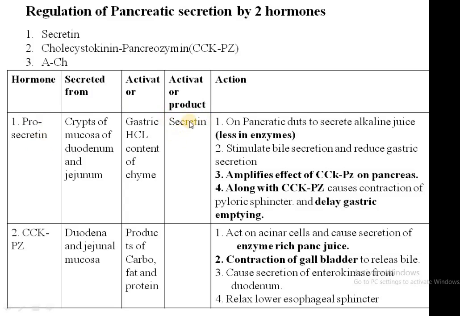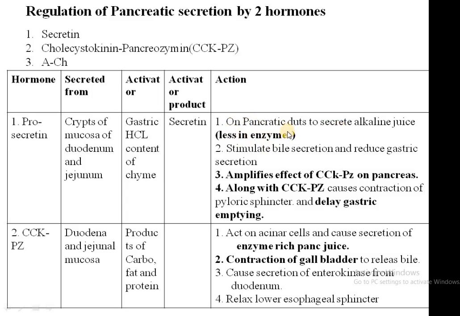It is released into the circulation, it comes and acts on the pancreatic ducts, and you know the pancreatic ducts secrete the alkaline juice, that is the bicarbonate part of the pancreas. In the first slide I told you this. So the secretin acts on the ducts and causes the release of pancreatic juice which is rich in the alkaline or bicarbonate part, but less in enzymes.